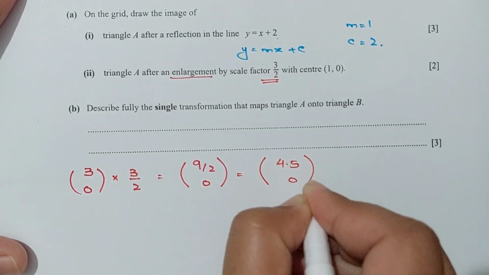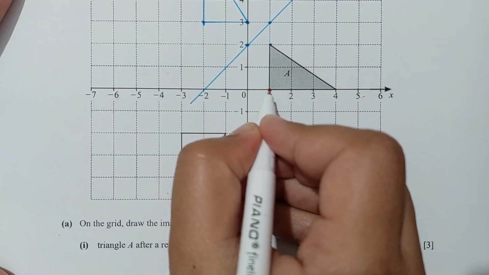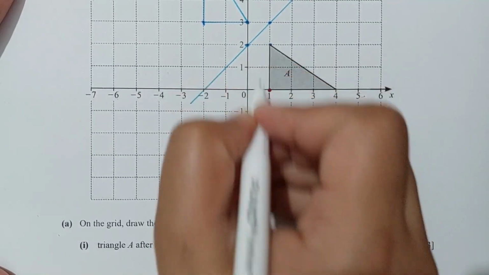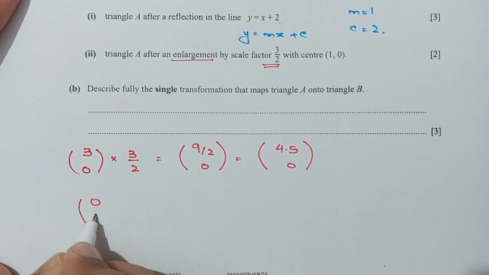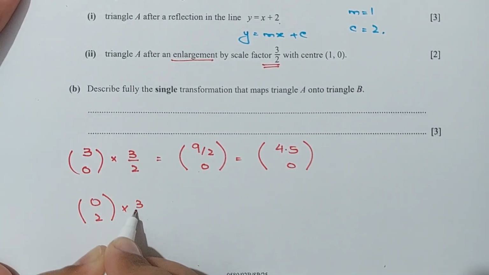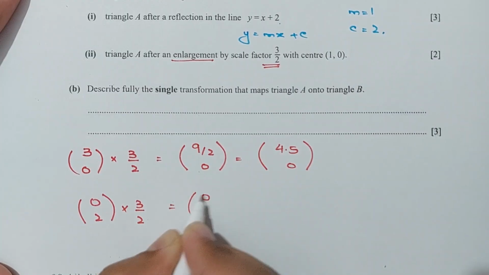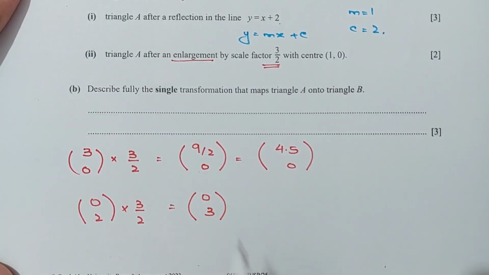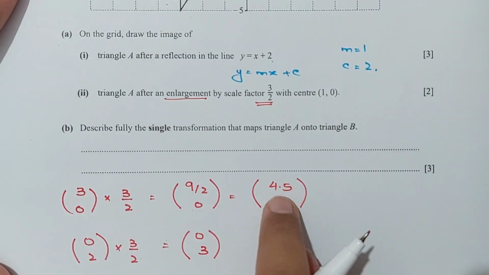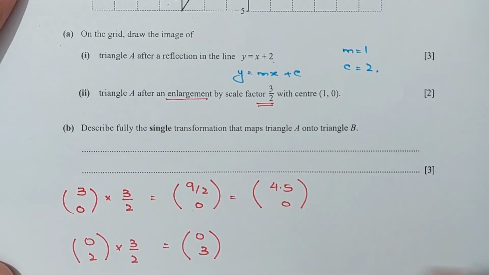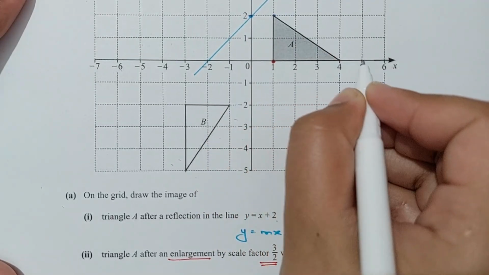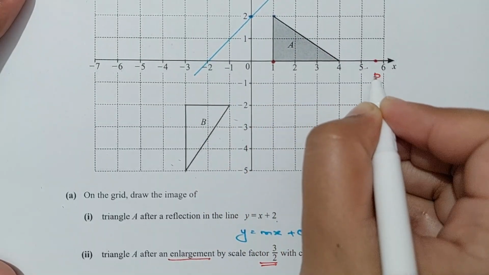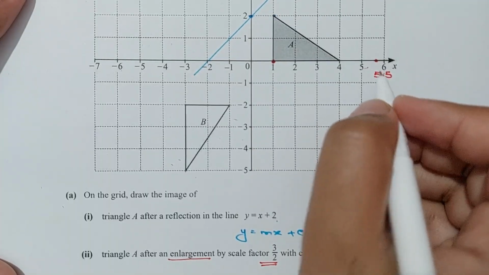4.5 and 0. For the other vertex, from the center it is 2 units vertical. So the horizontal translation is 0, the vertical translation is 2 times the scale factor, so this becomes 0, and 2 is cancelled with 2, we have 3, so 0, 3. So from this center you have to move 4.5 units to the right and 0 units vertical. 1, 2, 3, 4, and 4.5 is over here. This is 5.5 and 0.